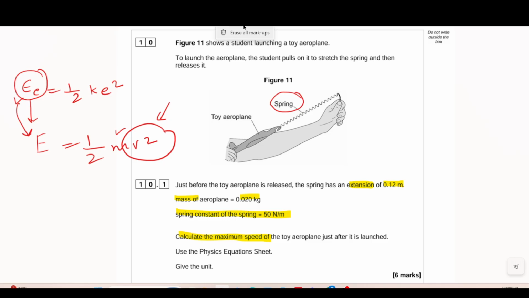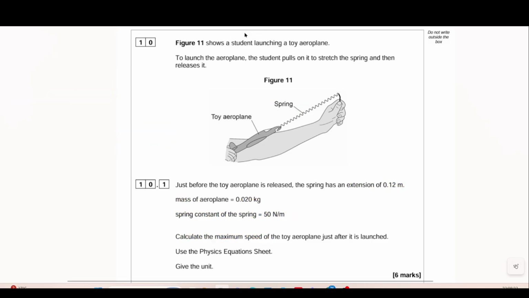What do you do first? First, because of the spring, there is elastic potential energy. So what is the formula for elastic potential energy? 0.5 times spring constant times extension squared. Yeah, use it and find that.